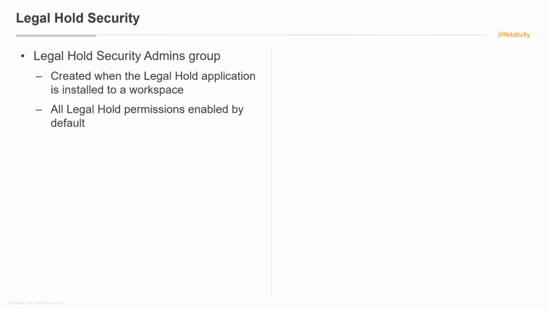Now, it's important to point out that legal hold is completely securable like any other Relativity object. The legal hold application security is set at the workspace level. When you install legal hold into a workspace, Relativity creates a legal hold security admins group. This group will have all legal hold permissions enabled by default. You should be sure to add your hold administrator to this group.